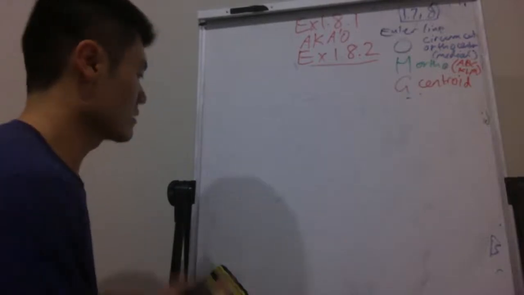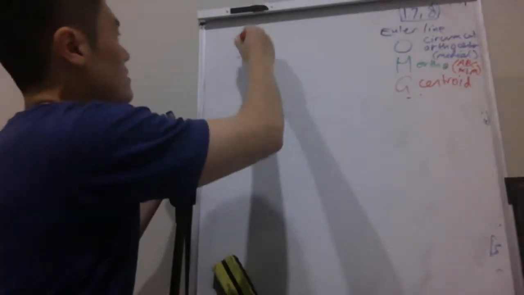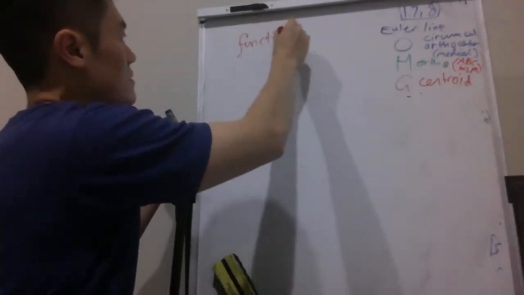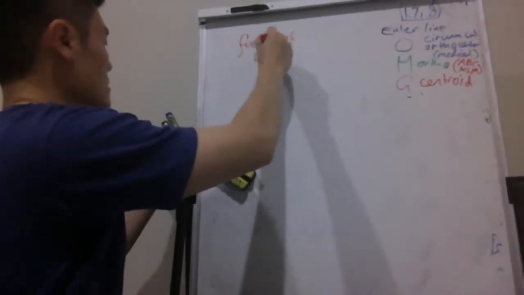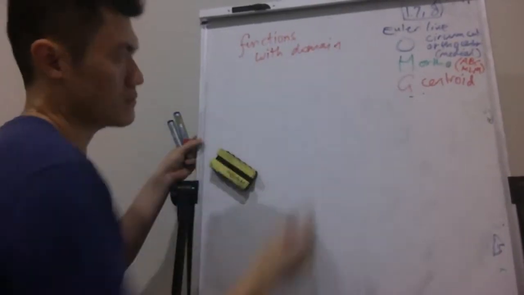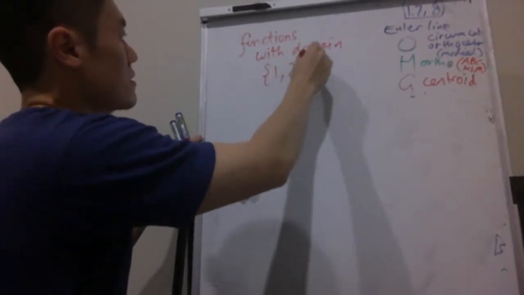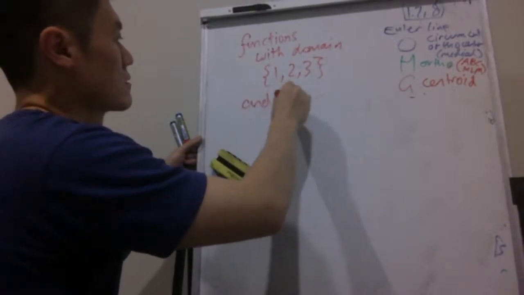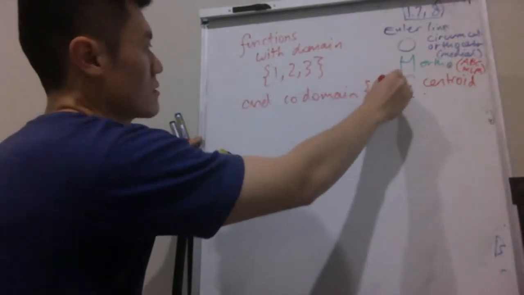Alright, do you remember this exercise we had about listing how many functions there were from, so I guess maybe I should be more clear, functions with domain 1, 2, 3 and codomain 1, 2, 3. I guess we're into the algebra part now. Finally.